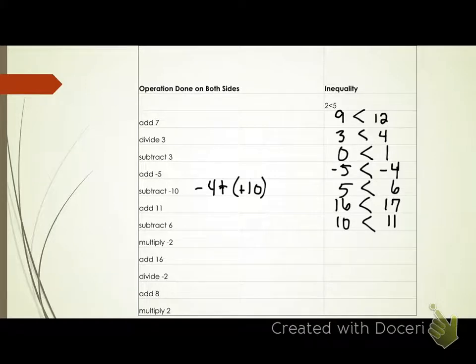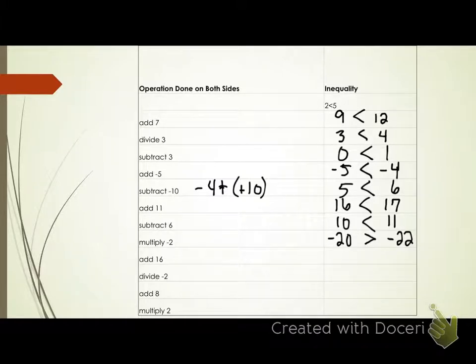Let's multiply both sides by negative 2. What's 10 times negative 2? Negative 20. 11 times negative 2? Negative 22. What's my inequality symbol? Negative 20 is greater than negative 22. My inequality symbol flipped, didn't it?